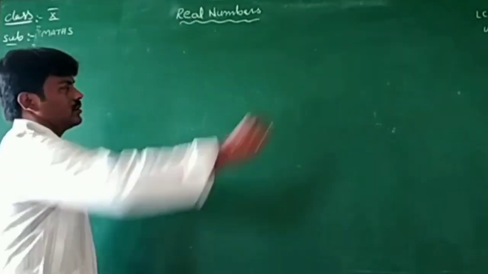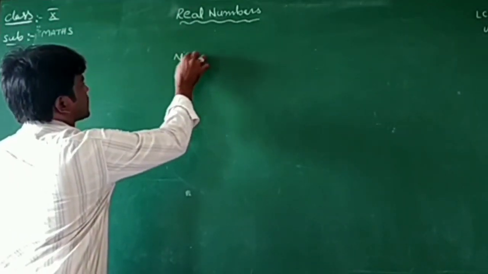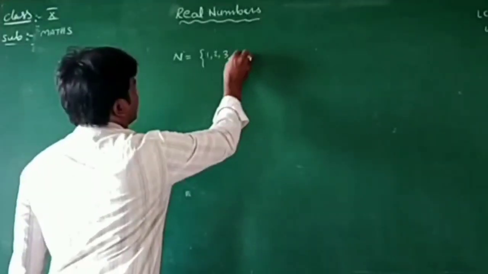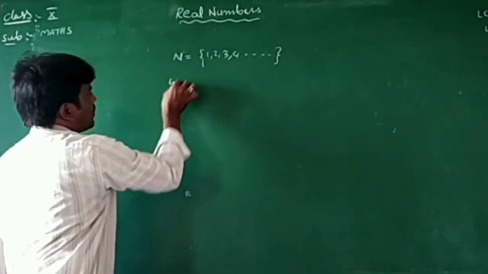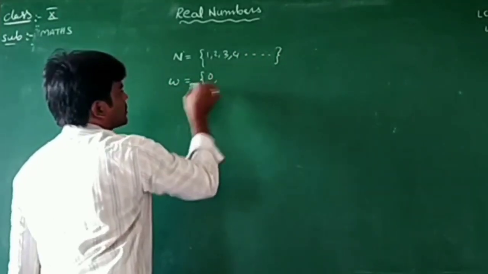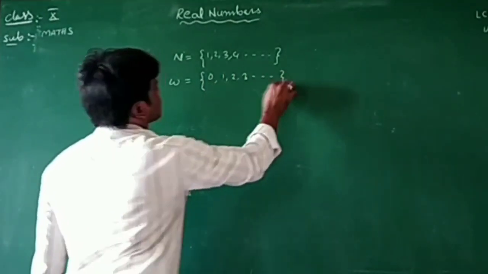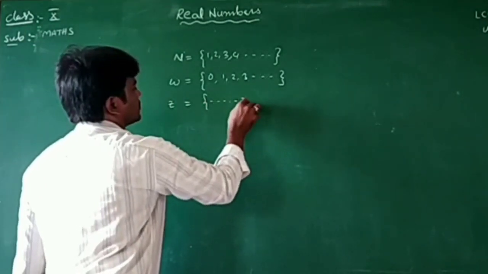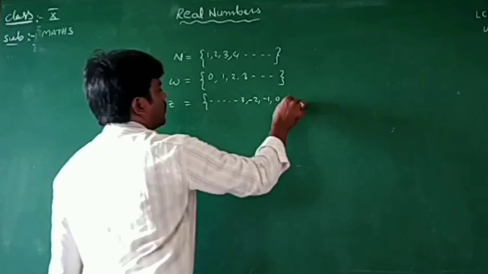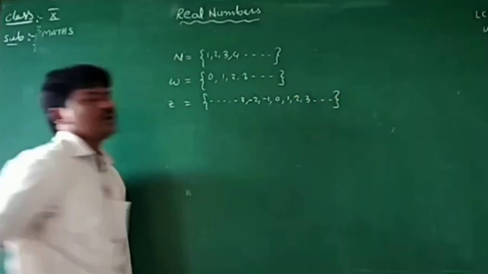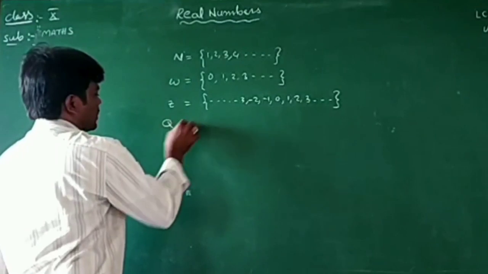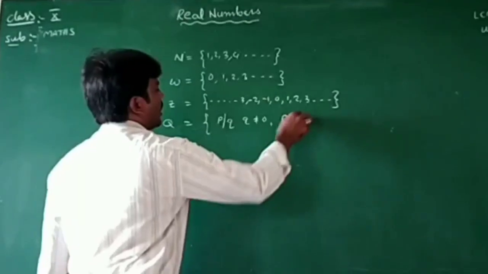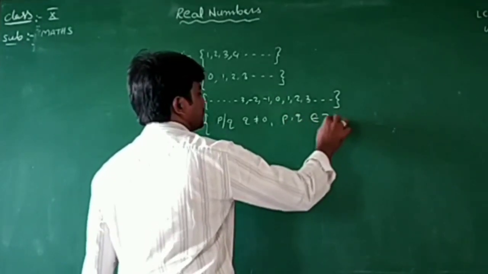What did we learn last time, remember? Natural numbers: the set of natural numbers is 1, 2, 3, 4, and so on. Whole numbers: the set of whole numbers is 0, 1, 2, 3, 4, and so on. Integers are negative numbers, zero and positive numbers together. Rational numbers are numbers which we can write in the form of p by q, where q is not equal to 0 and p, q are integers.